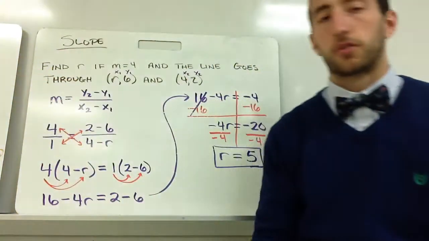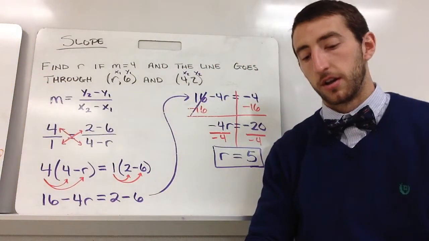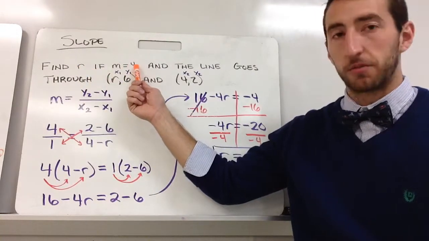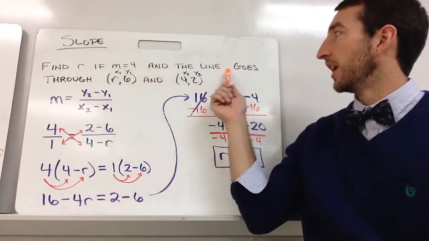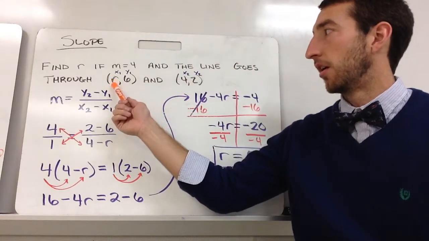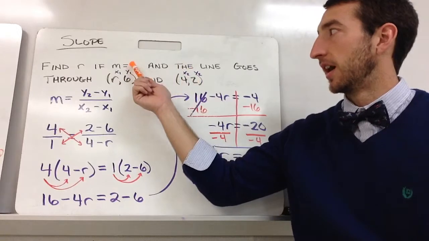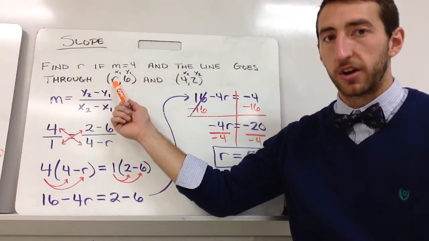All right, so now let's do a little bit more difficult problem. I want to find r if m, my slope, is equal to 4, and it goes through the points (r, 6) and (4, 2). So it's giving me 2 points. I know the slope. What I'm trying to figure out is r.